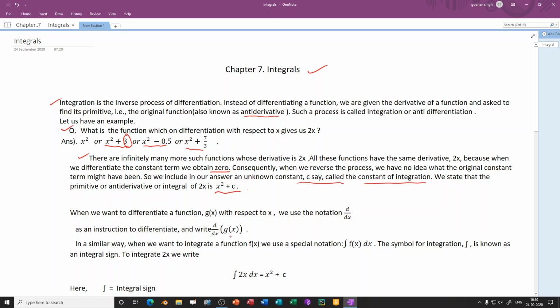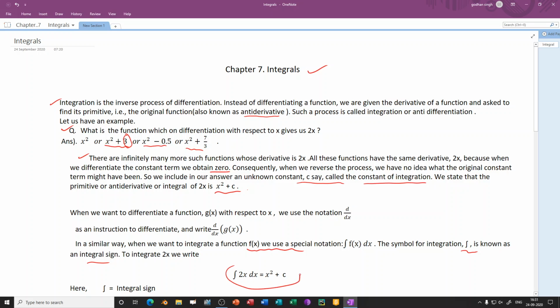When we want to differentiate a function g(x) with respect to x, we use the notation d by dx as an instruction to differentiate. Whenever we have to differentiate, we write d by dx of the function. Suppose we have to differentiate g(x), we write d by dx of g(x). In the same way, when we want to integrate a function, say f(x), we use a special notation, the elongated S, f(x) dx. The symbol for integration is this elongated S, known as an integral sign. To integrate 2x, we write the integral of 2x dx equal to x square plus c.